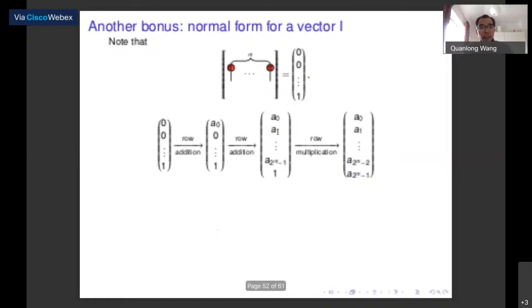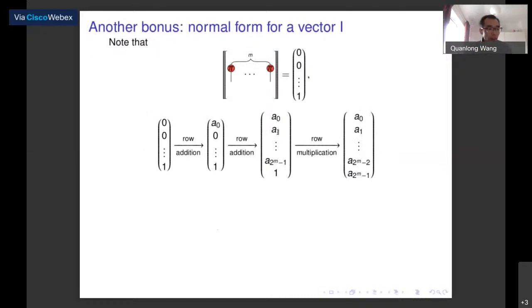So another thing is that we can also have a very general normal form for an arbitrary state. So how do we do that? Since you already have the elementary matrices in ZX, you just need to start with a unit vector, which is 0, 0, and the last element is 1. And this can be represented by the red pi diagram.